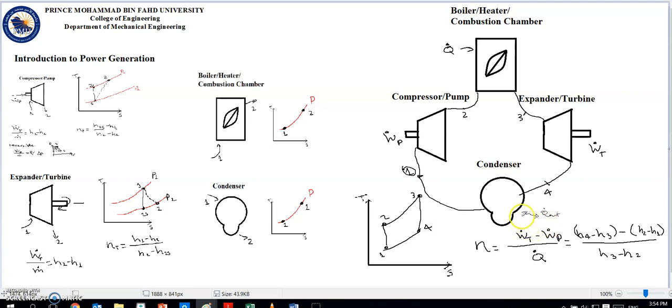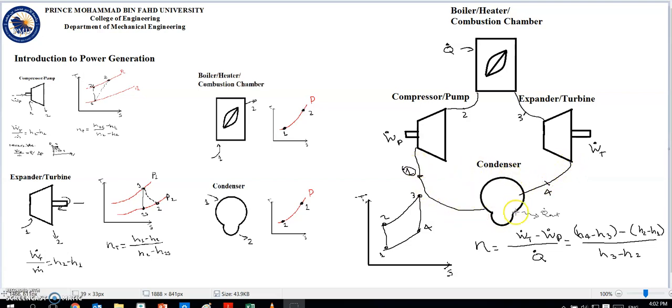A simple answer to this question is that our pump wants to operate with liquid fluids, so any vapor would destroy our pump, and our expander or turbine does not want any droplets, which again would destroy the blades of our turbine. So we need the condenser to take our saturated vapor and turn it to saturated liquid.